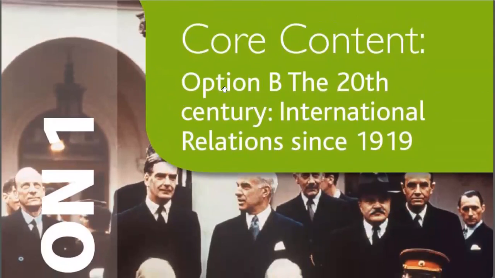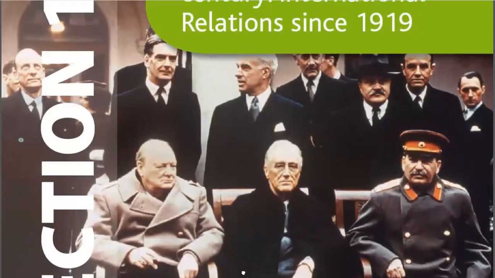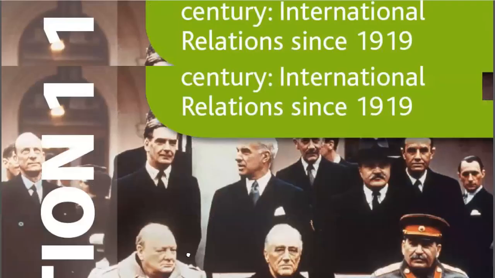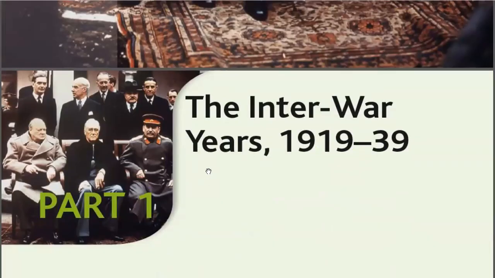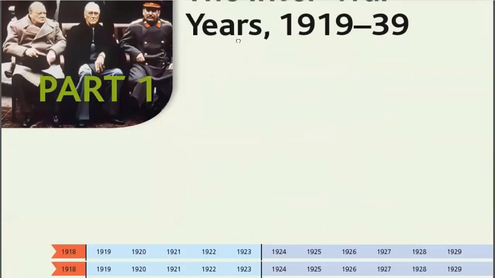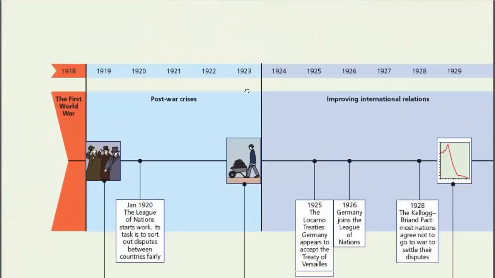Now, the core content. The core content is option B, the 20th century international relations since 1919. So it is the first chapter we will have. Section 1. It is section number 1. So the interwar years, to 1939.